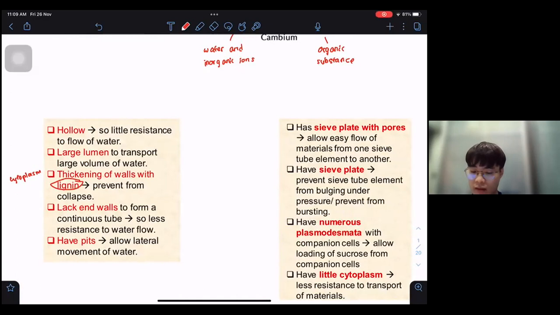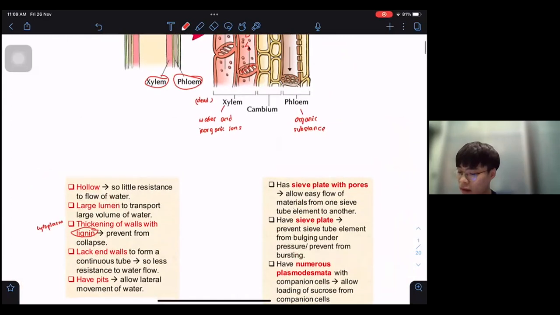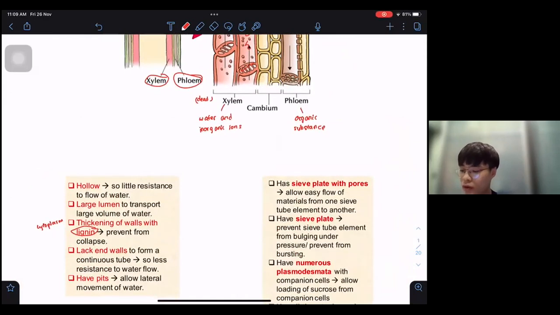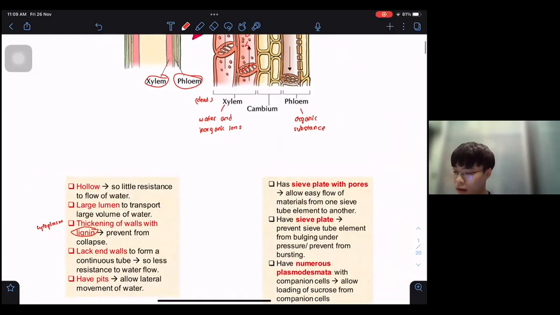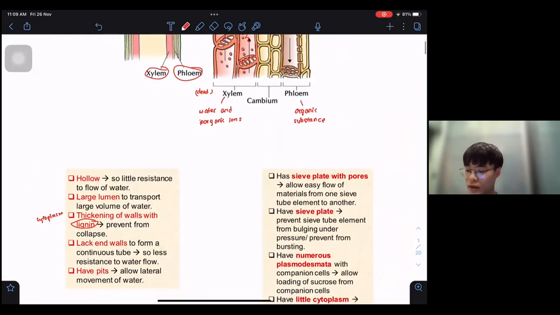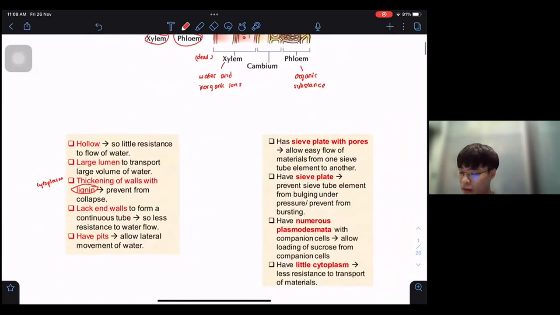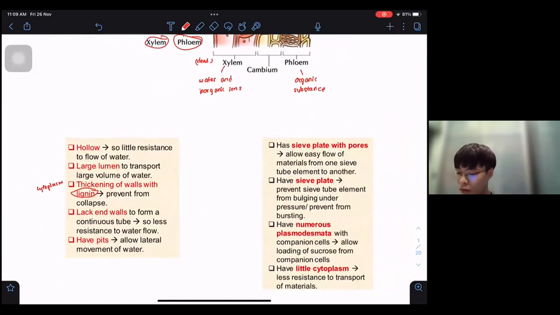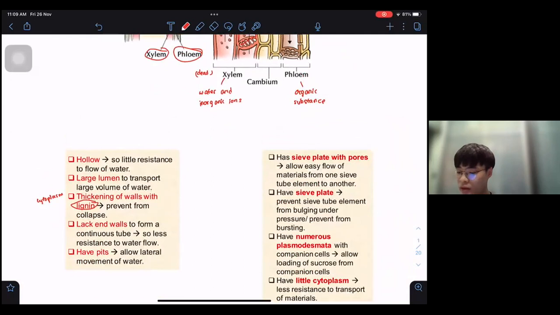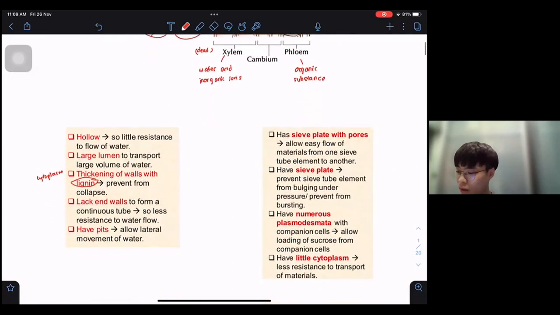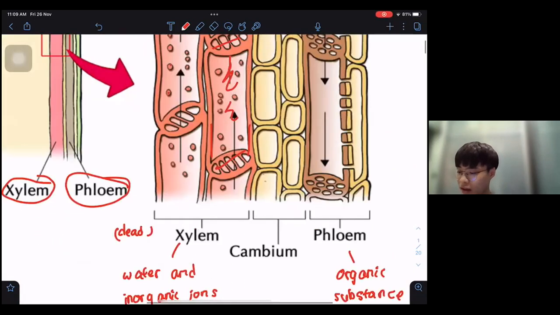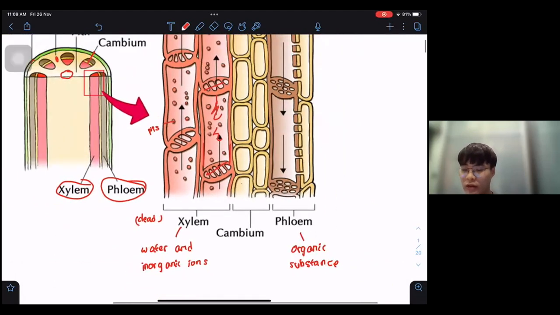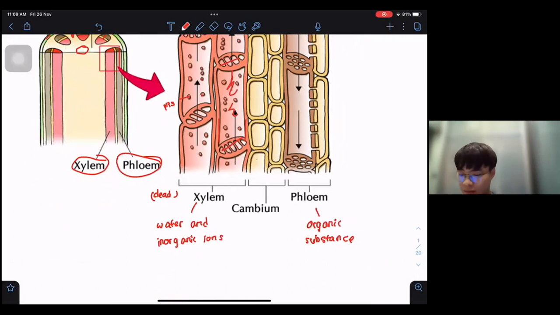This tube is hollow so that there's less resistance to the flow of water, and it has a large lumen, large diameter, in order to transport a large volume of water. There's also a lack of end wall, so that there's less resistance to water flow, and there are pits over here. As you can see, these dots here are actually pits, and these pits allow lateral movement of water between xylem vessels.